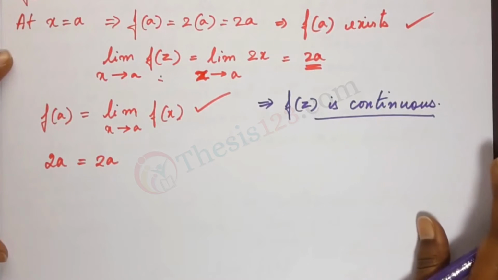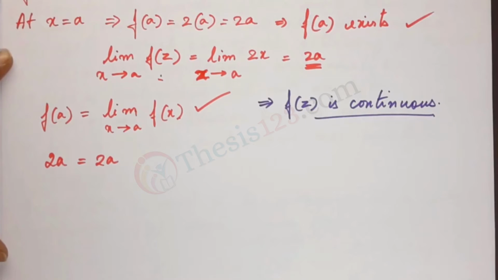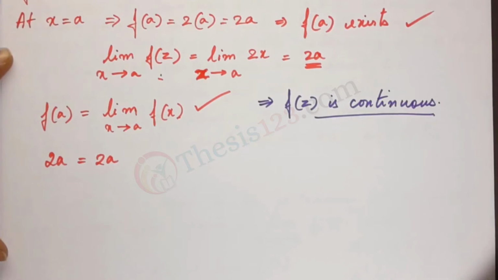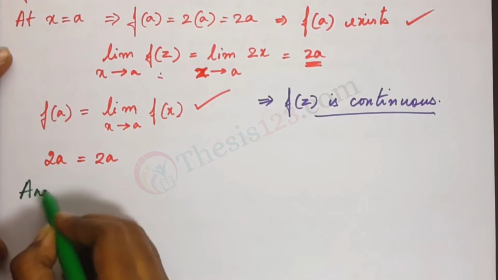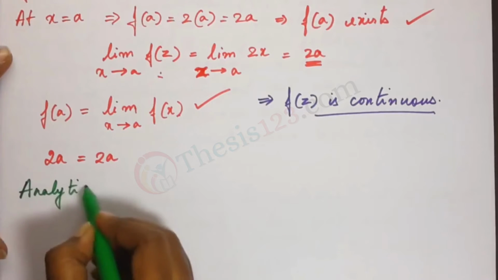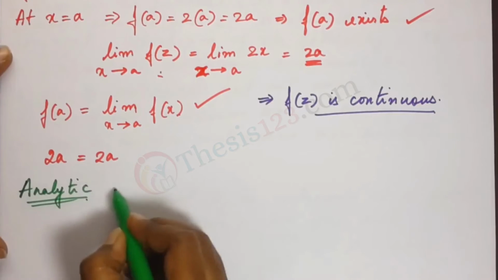Now we have to see if the given function is analytic. So that's our next part. In order to see if a function is analytic, we have to use the Cauchy-Riemann equations.